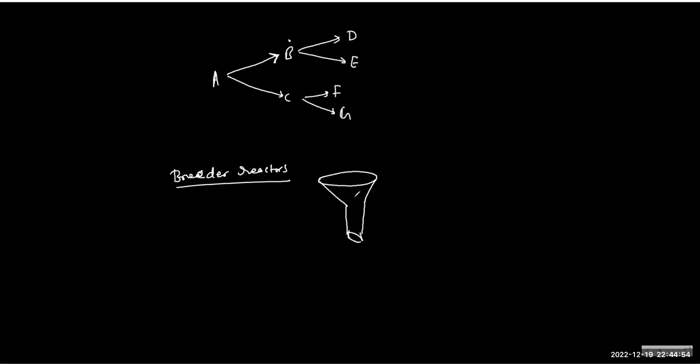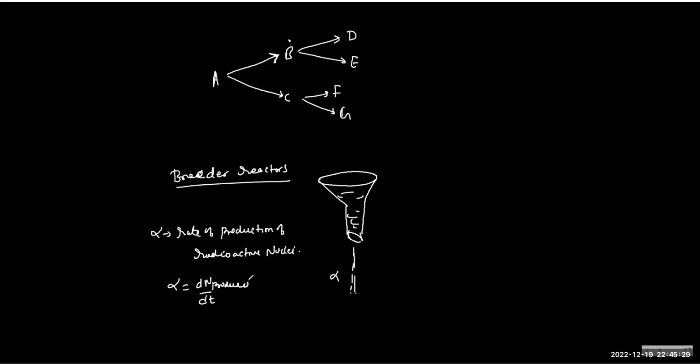And the rate of manufacturing of the radioactive nuclei is constant. So let's say you create radioactive nuclei at a rate of alpha. So alpha is called the rate of production of radioactive nuclei. Okay. So it is the dN by dt produced. So how many nuclei do you produce per second?